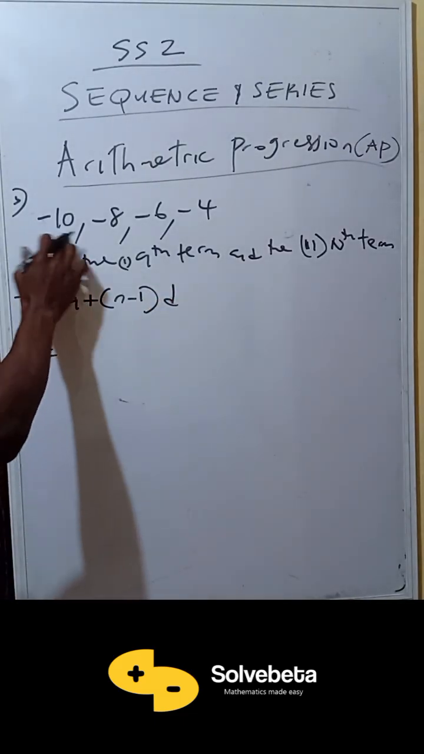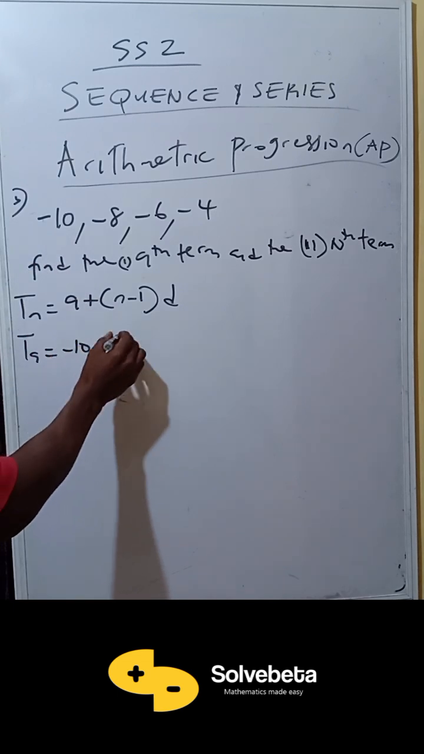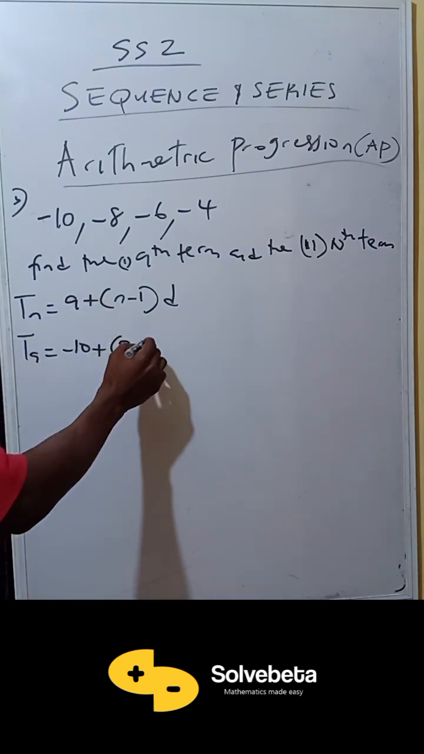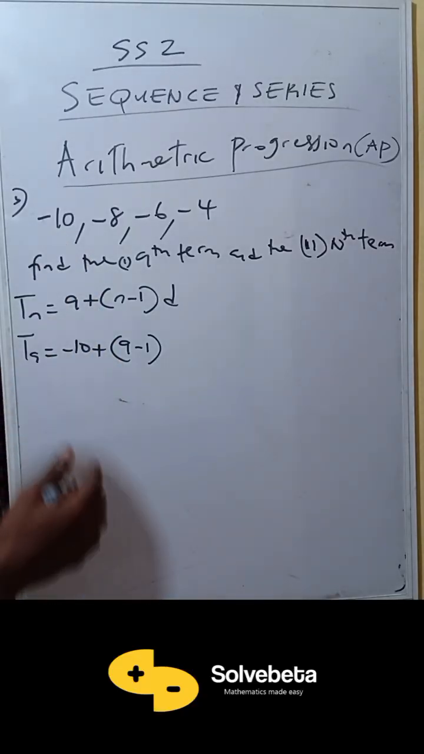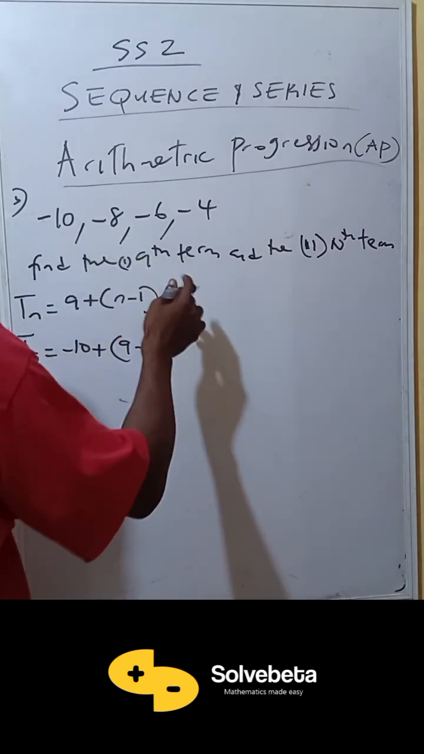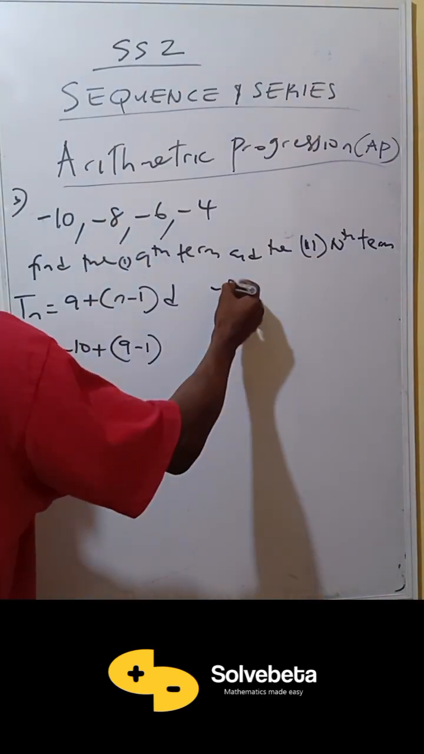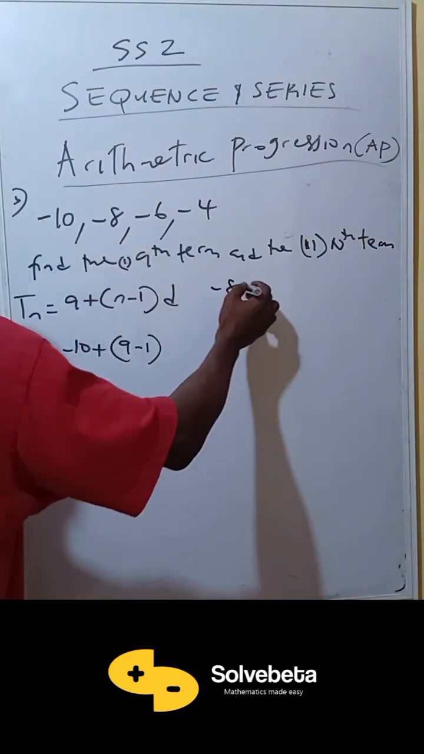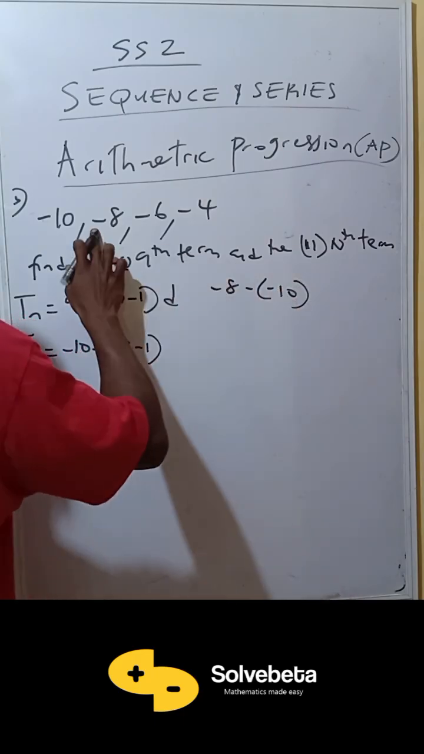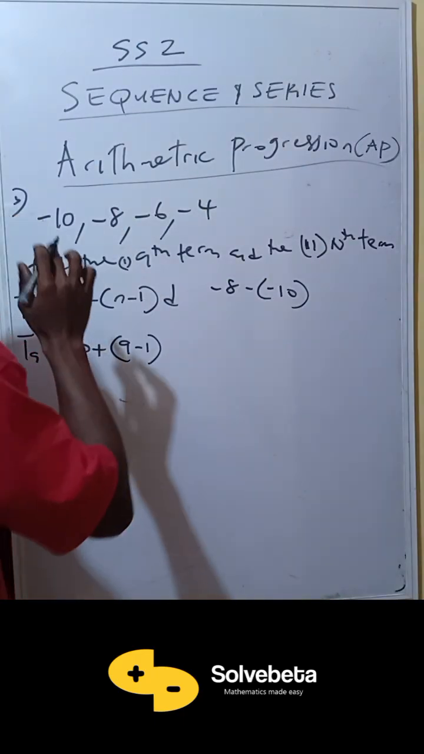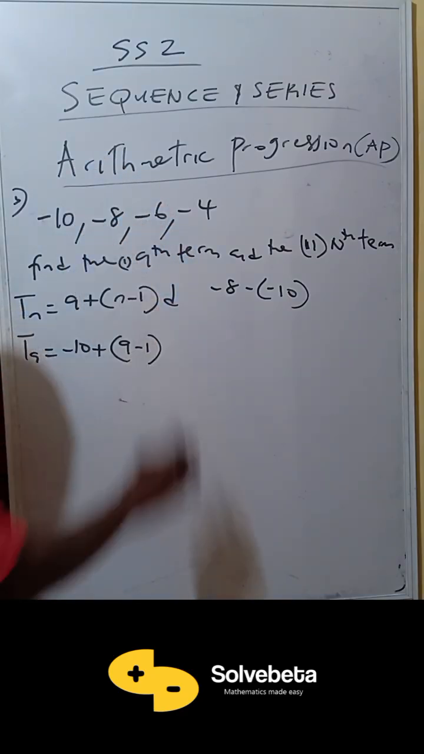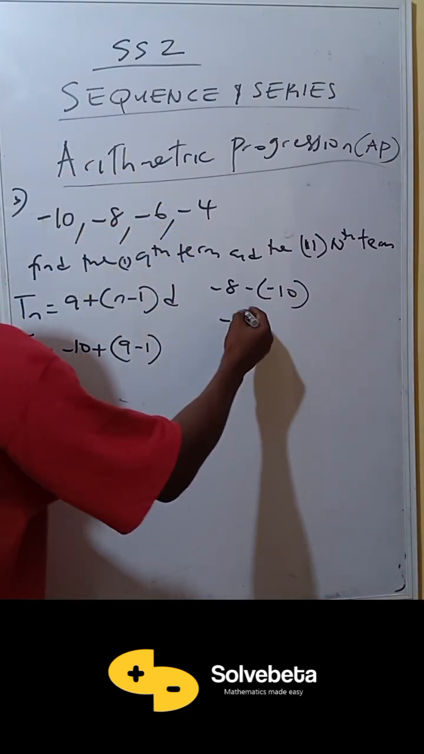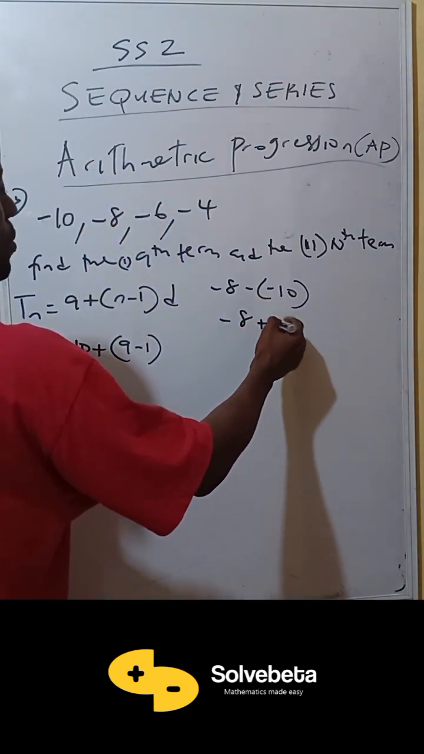Now what is A? A is the first term here, minus 10, plus, what is n? We're looking for the 9th term, so 9 minus 1. Now what is the common difference? Please be careful. If you have a negative sequence like this, how do you get the common difference? It's not that hard. You see this minus 8 here, minus 10. Be careful because there are a lot of minuses. Minus 8 minus minus 10. Remember, the second minus the first, or the third minus the second, and so forth. So you have minus 8 plus 10, which is what?